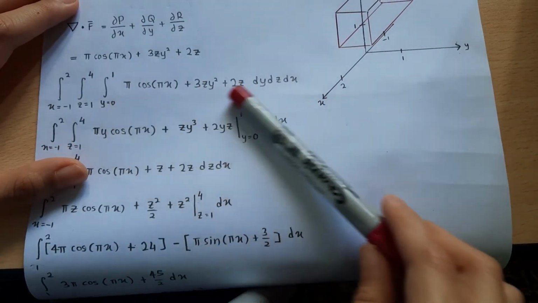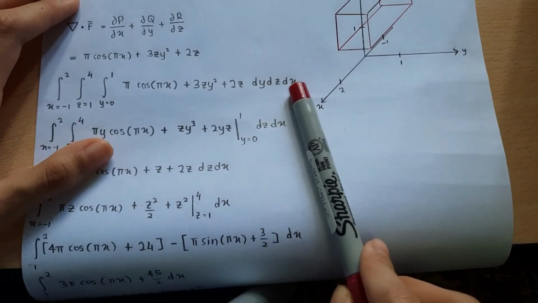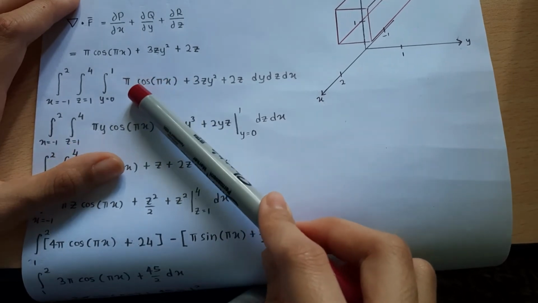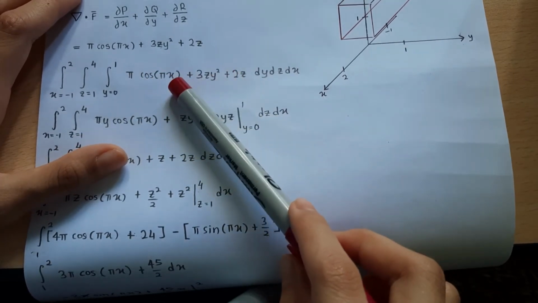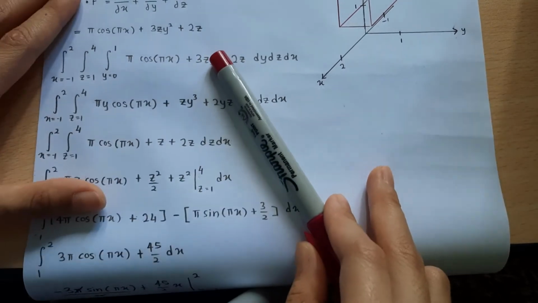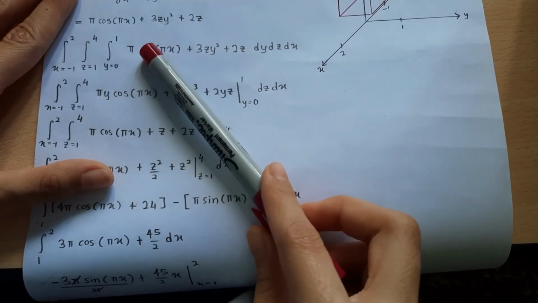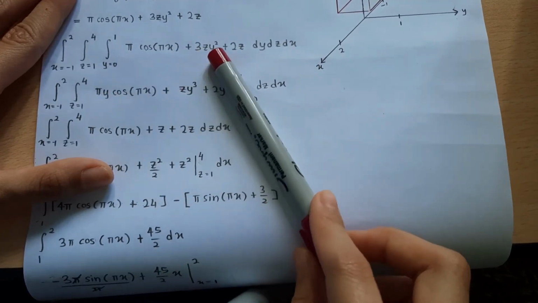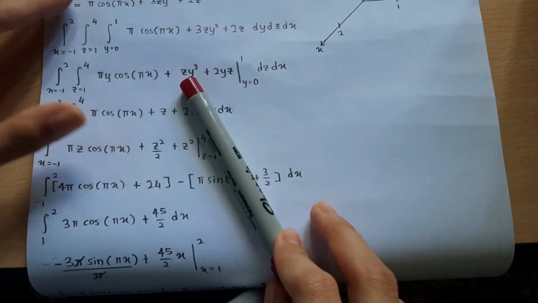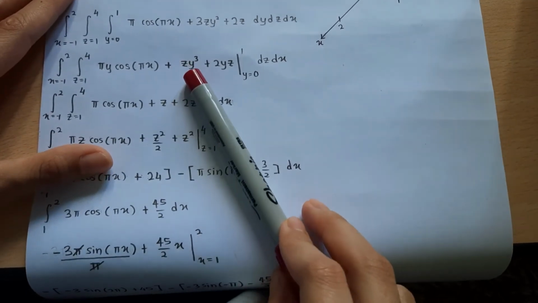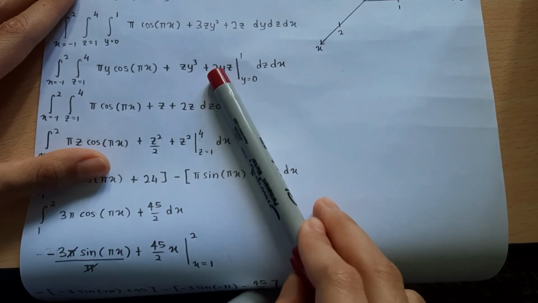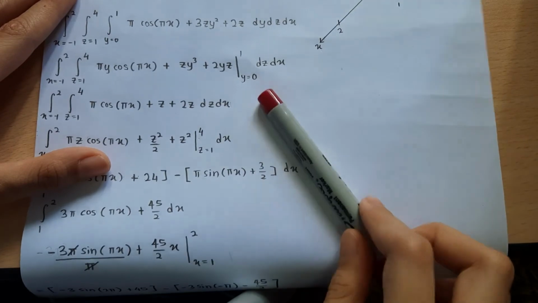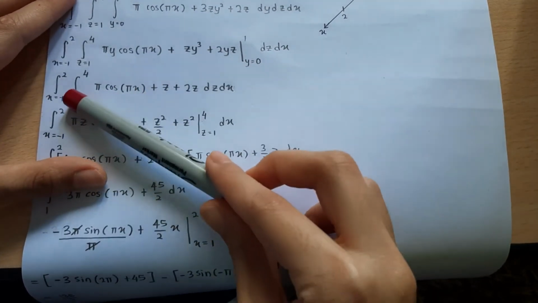First, I integrate dy, dz, dx. So I integrate y first. From pi cos pi x, 3zy squared plus 2z, so we get here. If we integrate, we just add 1 to the power of y. Here y squared becomes y cubed over 3, so we are left with zy cubed plus 2yz. We substitute the values of y from 0 to 1, so we will get the equation here.